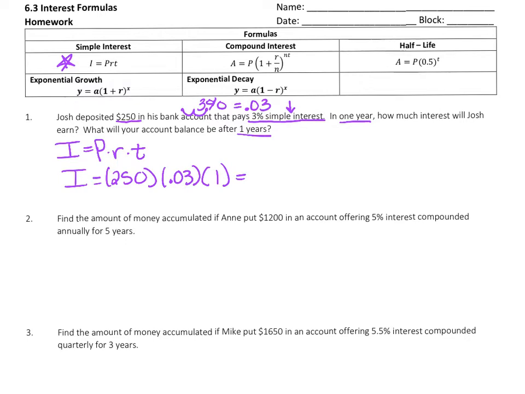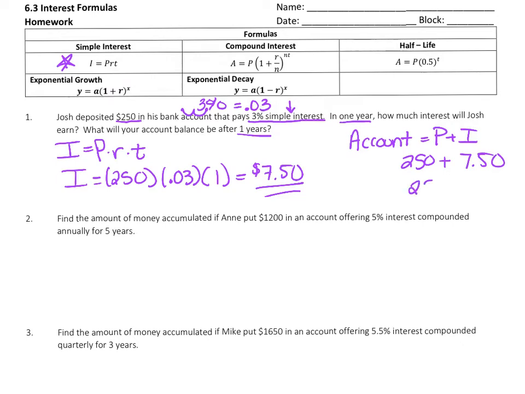And so when I do that, I know after 1 year, I'll earn $7.50 in interest. So that's the interest I will earn, but then the account balance is always your principal plus your interest. The original starting amount, so $250, plus the interest I earned, which was $7.50. So that's going to be $257.50 will be my final account balance.